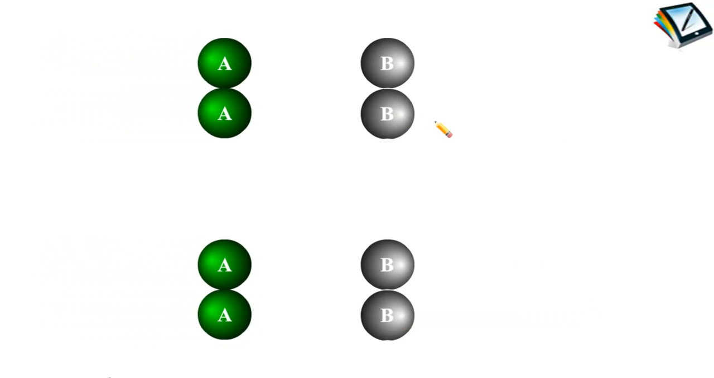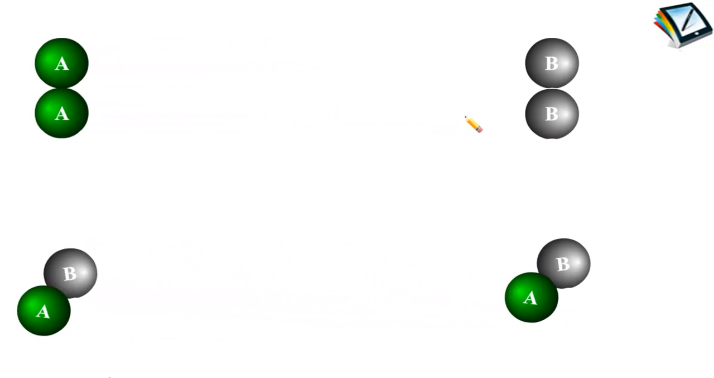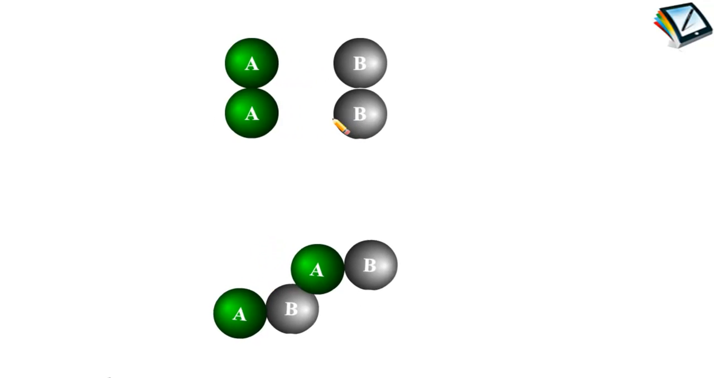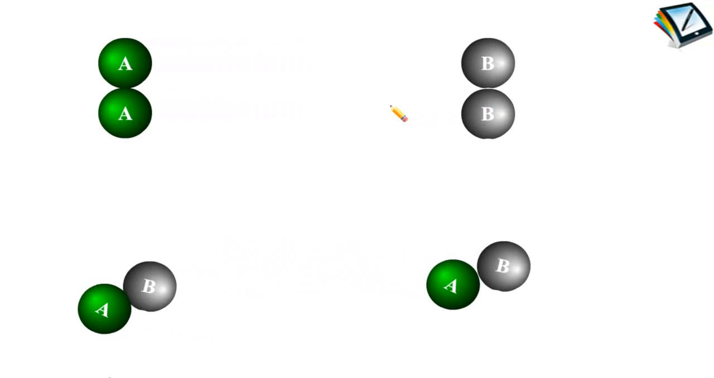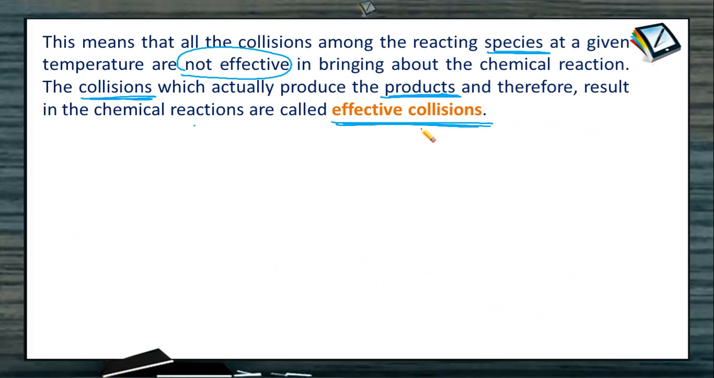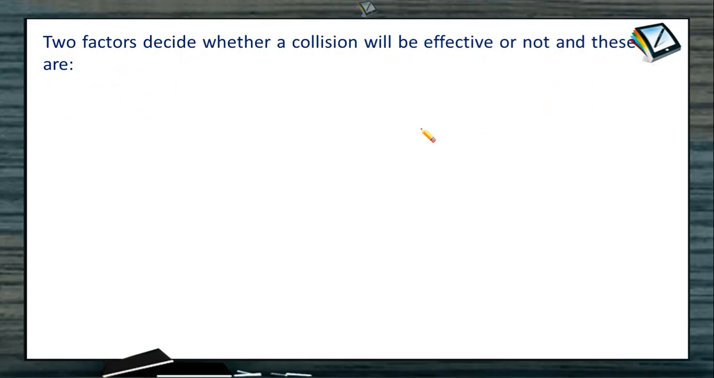Whereas the other one, which is not leading to the formation of the products, we call it ineffective collisions. Is it clear now? Yes, let's move further. So how can we say whether the collisions lead to the formation of the products or not?